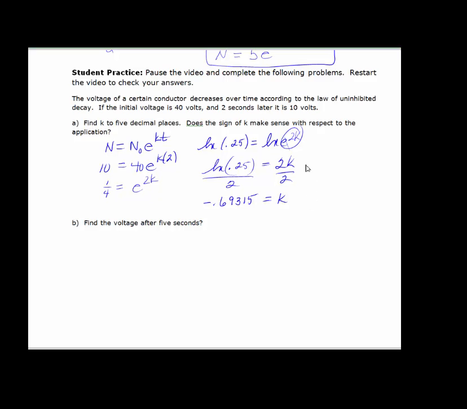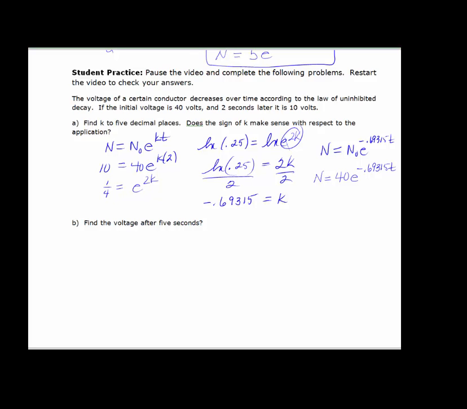So our model would be N equals N sub 0 e to the negative 0.69315t. And since we're going to be answering questions about this initial voltage of 40, we're going to make our model a little less generic. Our initial value is 40, so N equals 40e to the negative 0.69315t. And now we can answer questions.